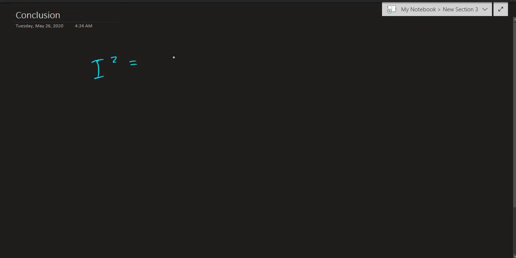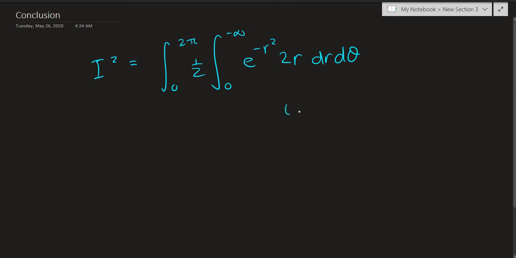Our integral I squared is now the integral from 0 to 2 pi of the integral from 0 to infinity of e raised to negative r squared, and then the factor we found by the Jacobian matrix, r, and dr d theta. Now there is an integral with respect to r, so we can use u substitution here because the derivative of r squared is 2r and we can multiply and divide by 2. So you can see the derivative present beside the integrand. So u equals r squared, for example, so du is 2r dr.